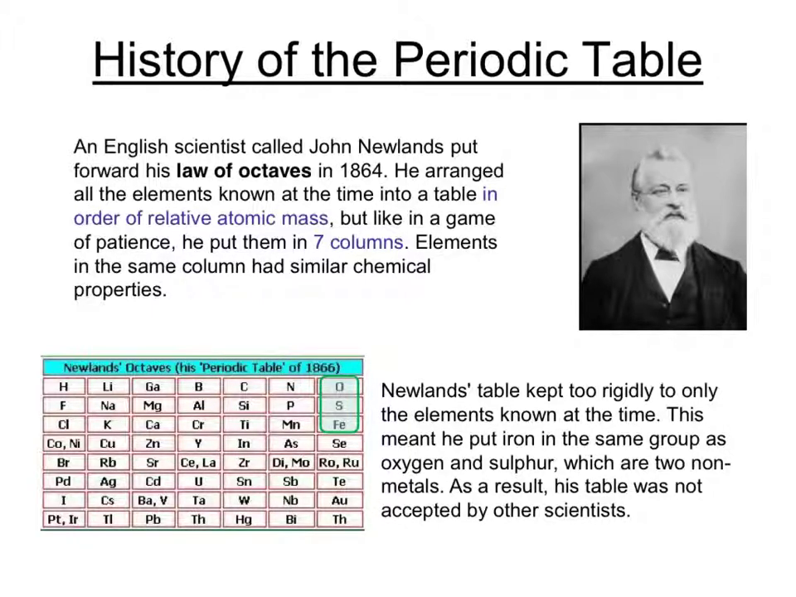He found that elements in the same column had similar chemical properties, but unfortunately he kept too rigidly to his pattern and didn't allow for any elements that hadn't yet been found, and so ended up placing together elements which in some cases were quite dissimilar. And for this reason his table wasn't accepted by many other scientists.